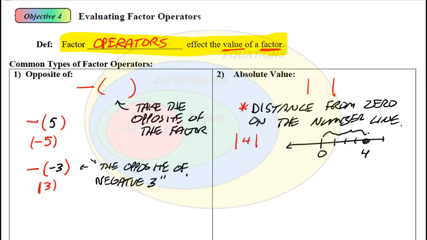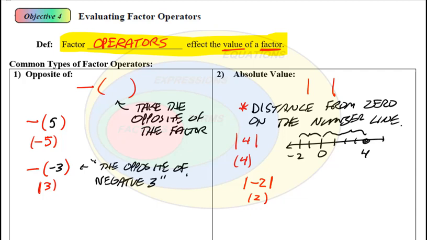Well, the distance is a positive value. So the absolute value of 4 is just +4. So the absolute value of 4 really, in this case, doesn't change the value of the factor. But if we had the absolute value of, say, -2, how far away from -2 to 0 is it? And again, distance is positive. Distance does not have direction, so the distance is 2 units. So the absolute value of -2 actually is just +2. So it changes that factor value to positive.